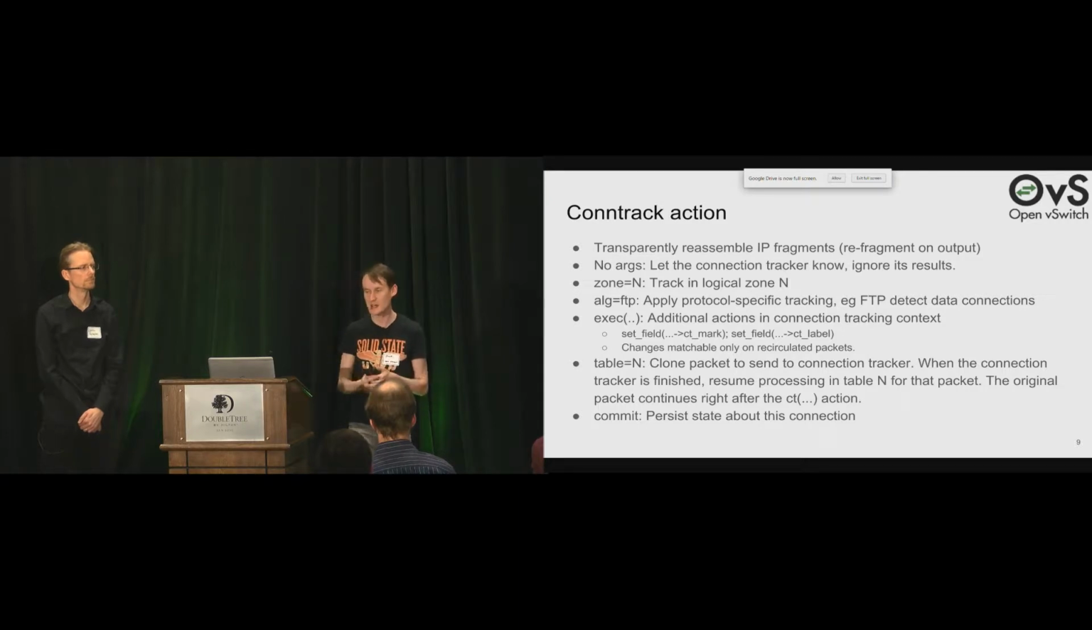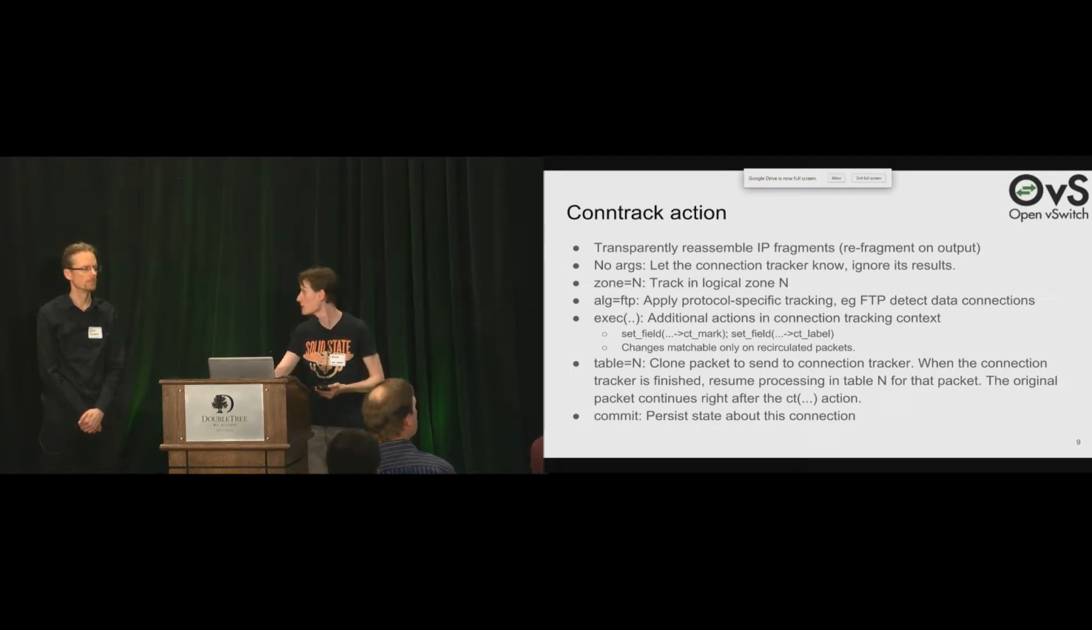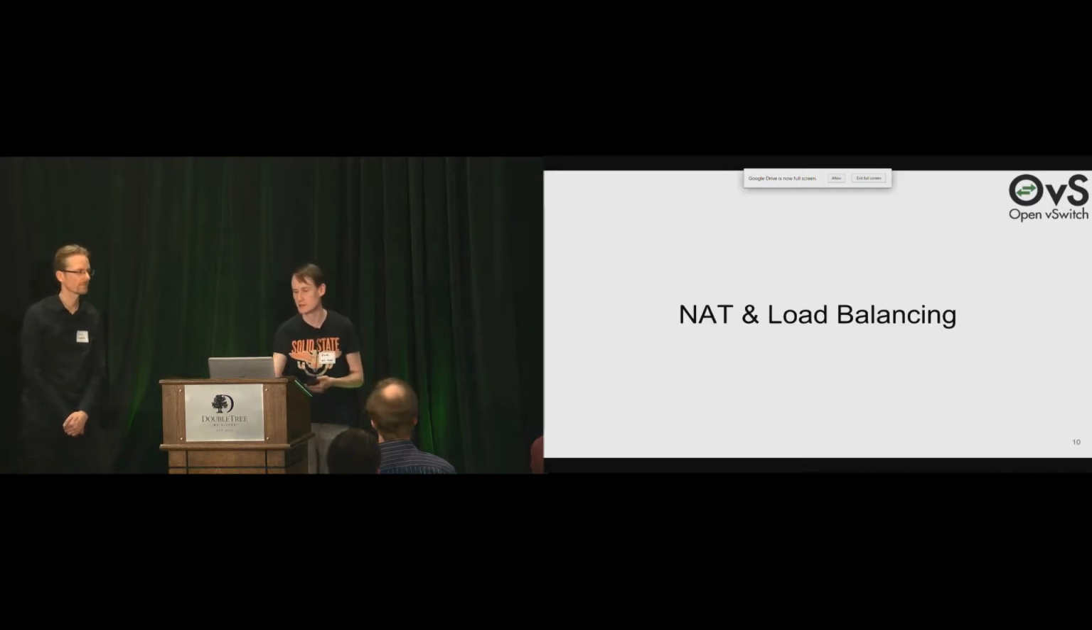But if you specify a table, it will make a clone of the packet and recirculate that into a later OpenFlow table. And then you can match on that CT state, or you can manipulate it, or match on it and change the behavior of the packet based on that. And finally, there's this commit. So with that, I'm going to pass it over to Jarno.